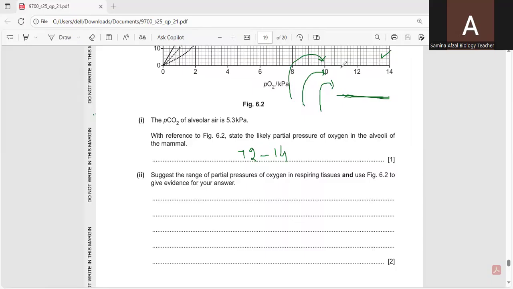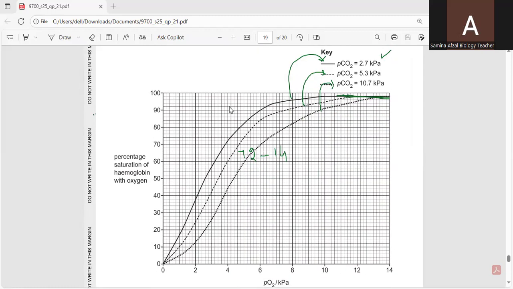So moving towards the next question: suggest the range of partial pressures of oxygen in respiring tissues and use figure 6.2 to give evidence for your answer. First of all, I would like to move towards this graph, which is 6.2. We have to discuss this firstly. You can see over here we have to find out the range.